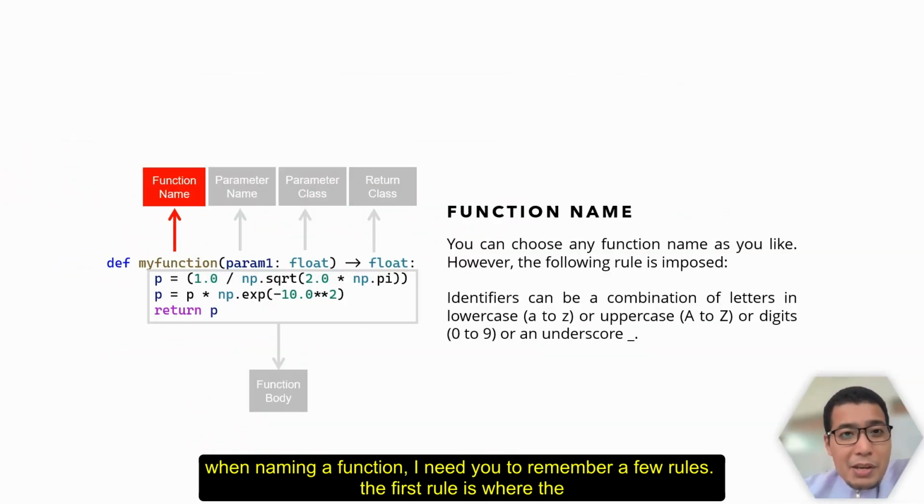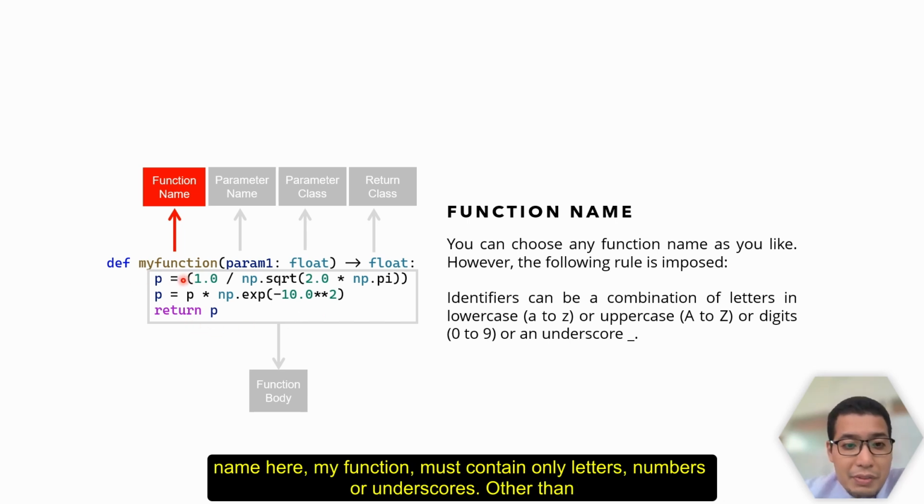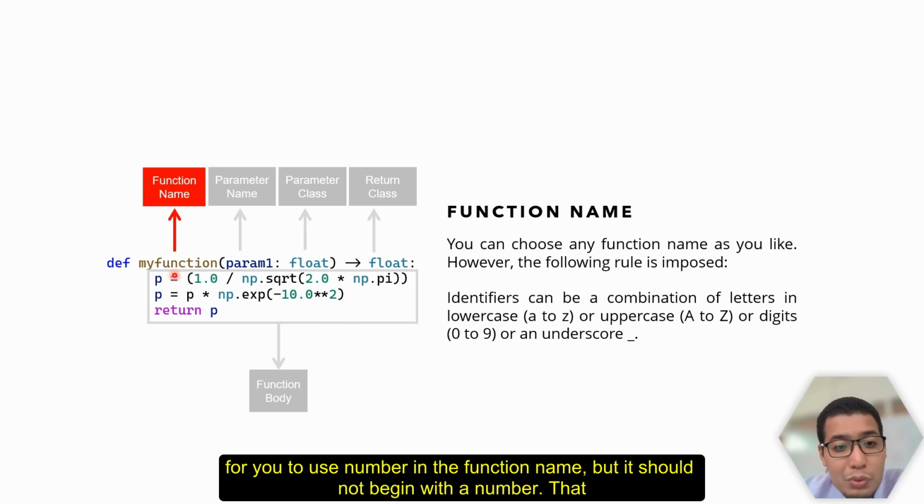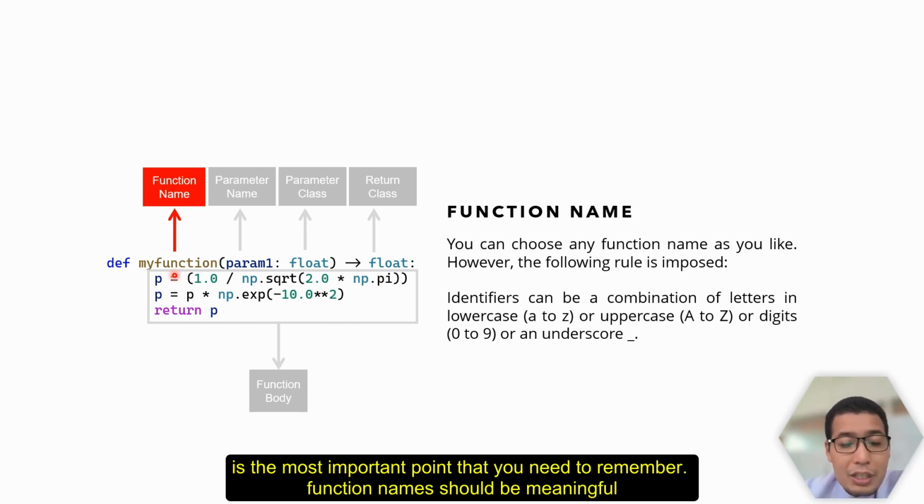When naming a function, I need you to remember a few rules. The first rule is that the name, here my function, must contain only letters, numbers, or underscores. Other than that will not be accepted. It cannot start with a number. Even though it is allowable to use a number in the function name, it should not begin with a number. That is the most important point that you need to remember.